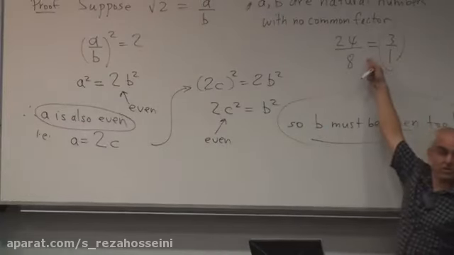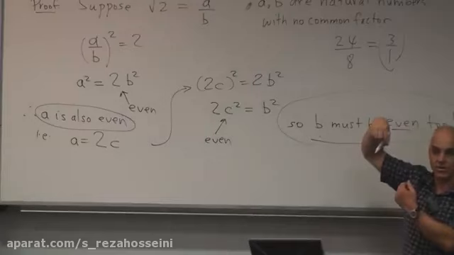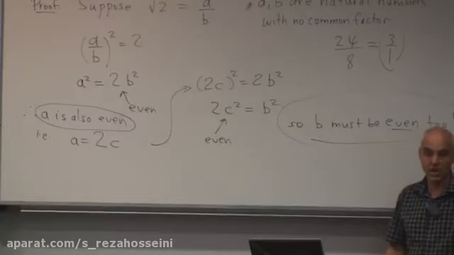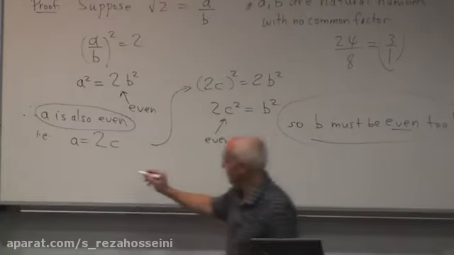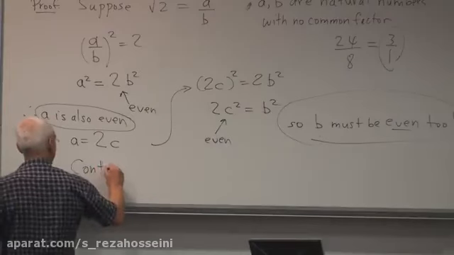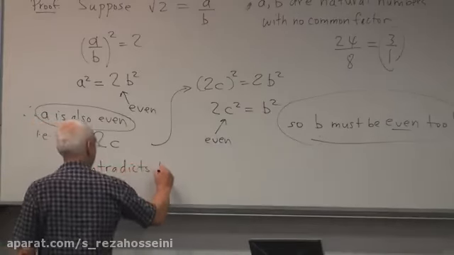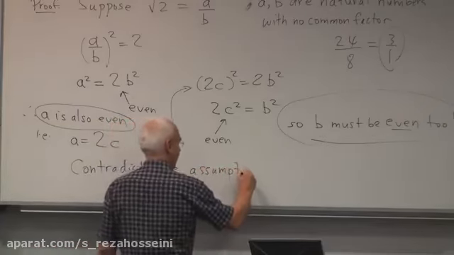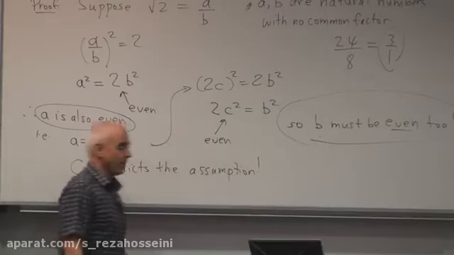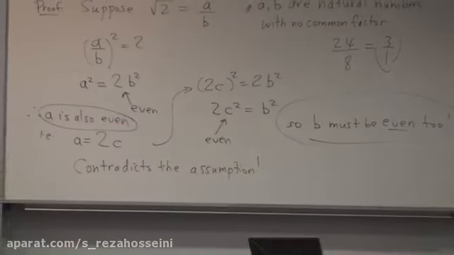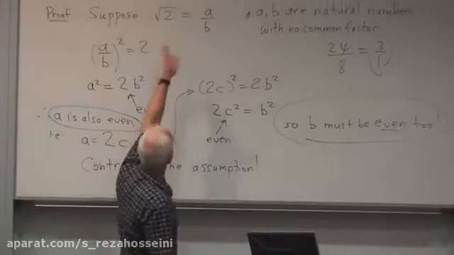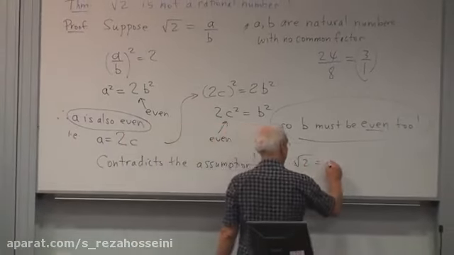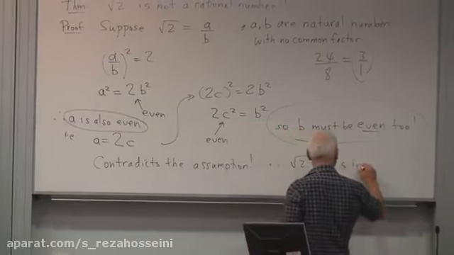That contradicts our original assumption that they had no common factor. We assumed to begin with that they had no common factor, so 2 cannot be a common factor. This contradicts the assumption. And so our original setup is impossible, so therefore root 2 equals a over b is impossible.